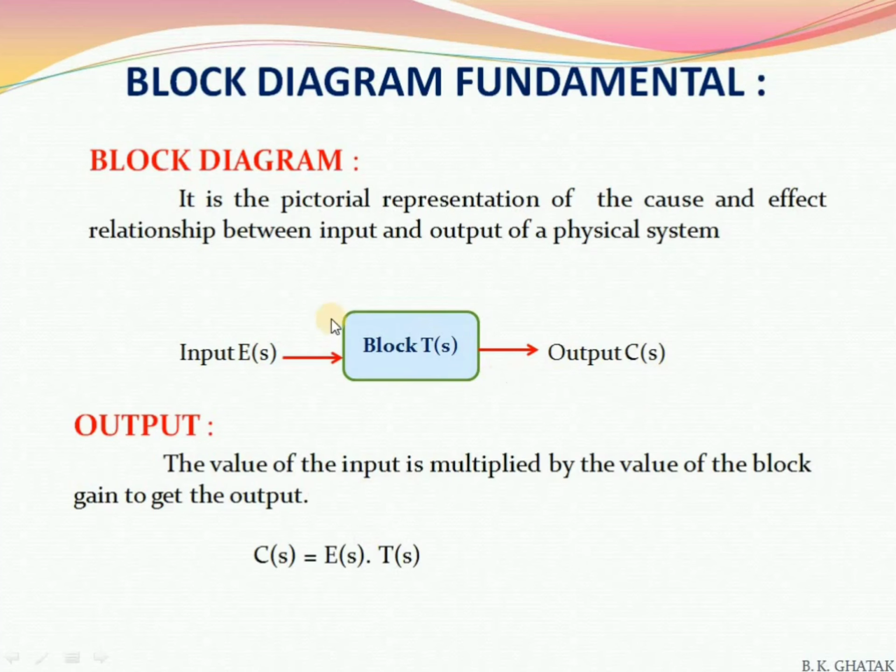The value of the input is multiplied by the value of this block. So we get the output. Clear? So basically the output C(s) is equal to E(s) into the block parameter. Here block parameter is T(s). So C(s) equals E(s) into T(s).